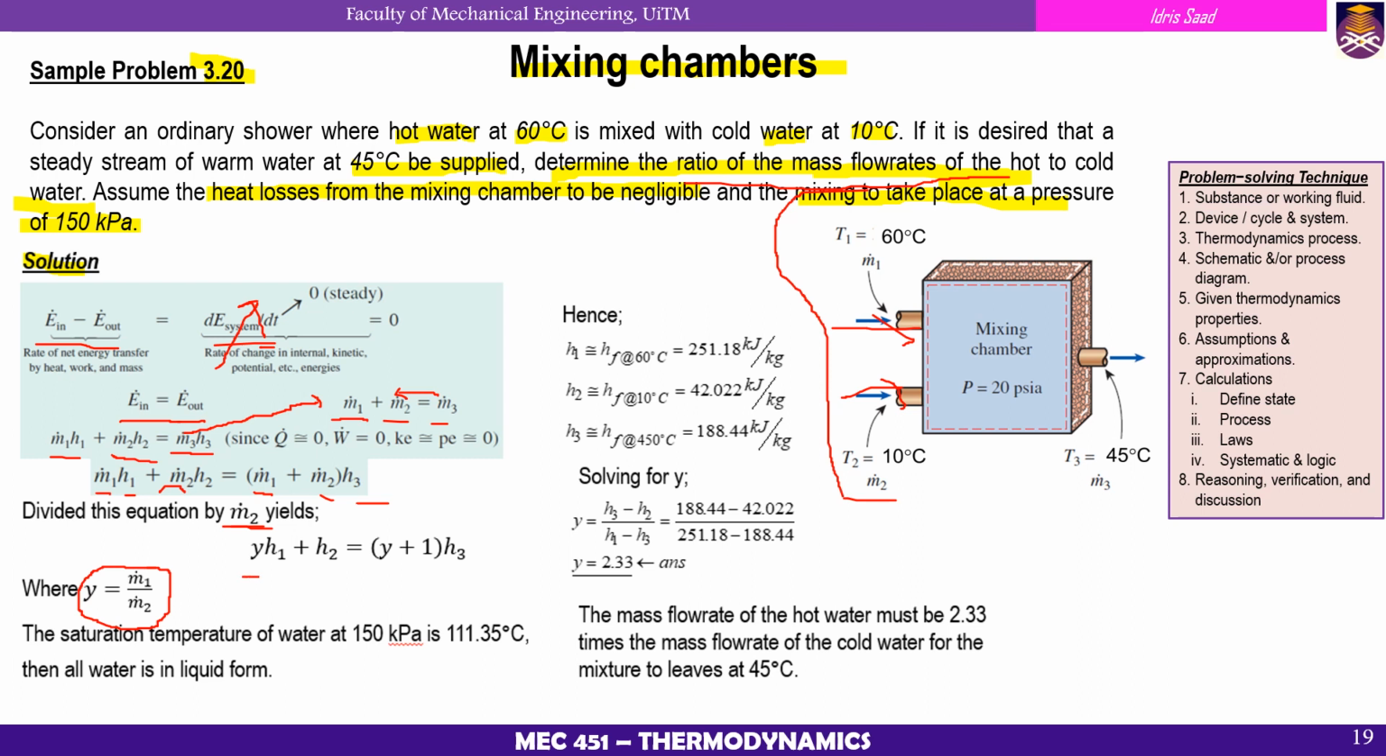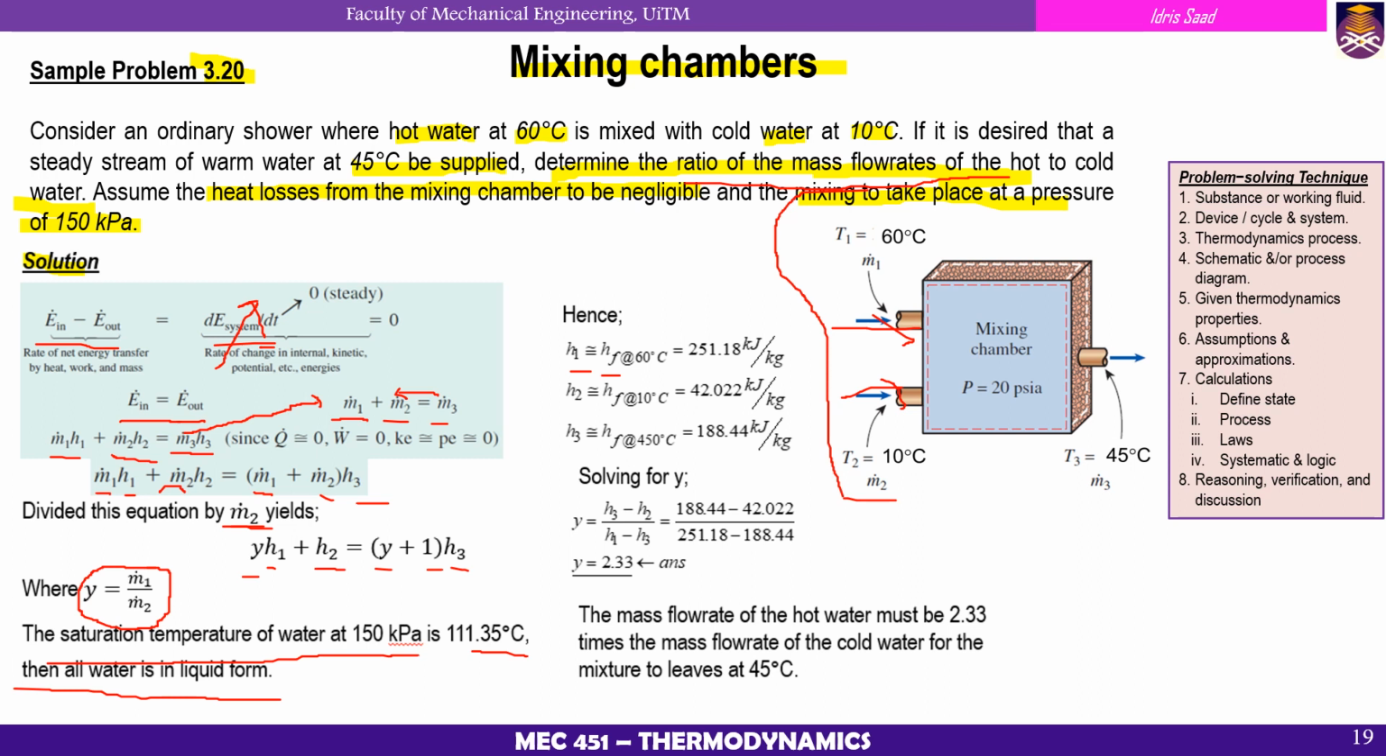So we get y is equal to h1 plus h2 is equal to y plus 1 multiplied by h3. Okay, so we know that the saturation temperature of water at 150 kilopascal is 111.35 degrees Celsius. So all the water is in the compressed liquid form. If the water is in the compressed liquid form, then we can use the approximation method.